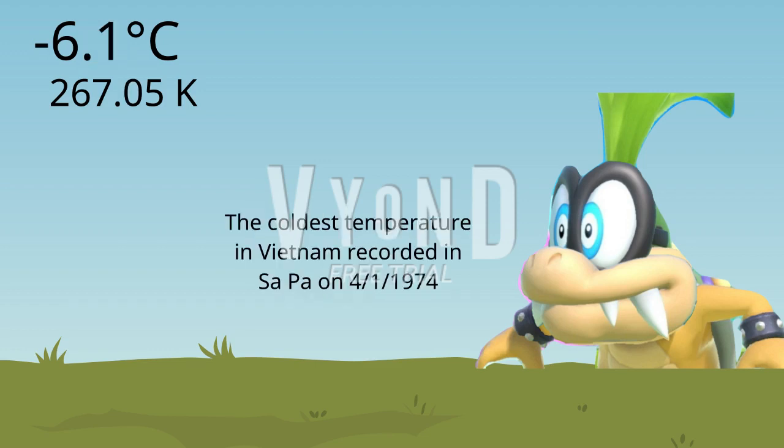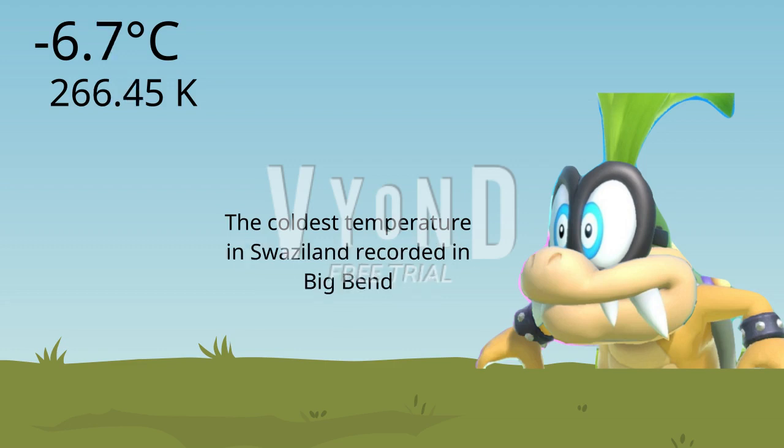The coldest temperature in Vietnam is minus 6.1 degrees Celsius, or 267.05 Kelvin, recorded in Sapa on the 4th of January 1974. The coldest temperature in Swaziland is minus 6.7 degrees Celsius, or 266.45 Kelvin, recorded in Big Bend.